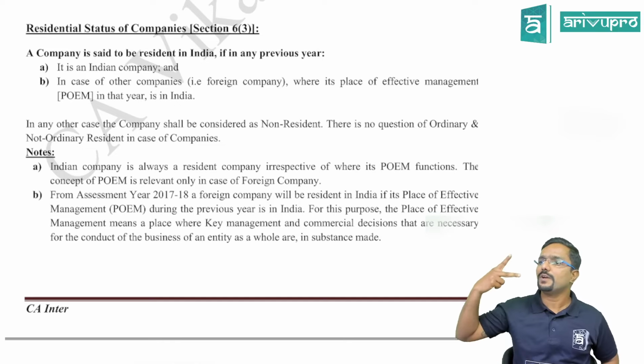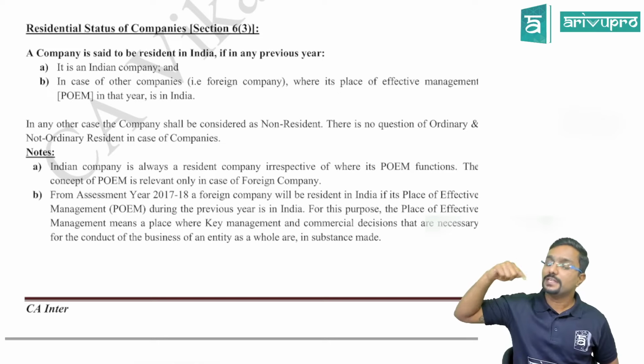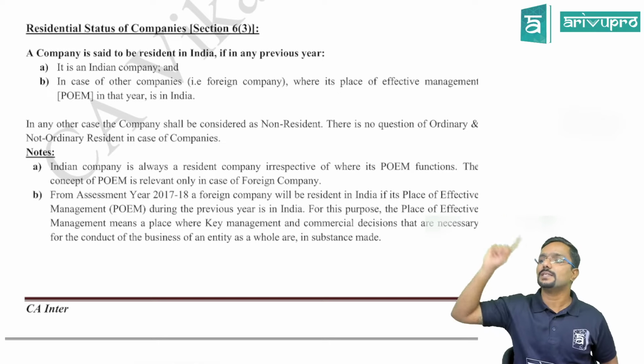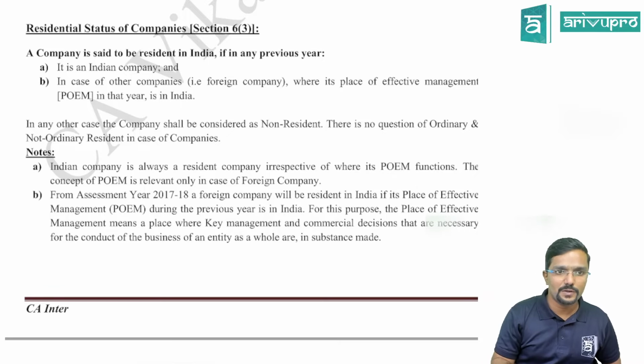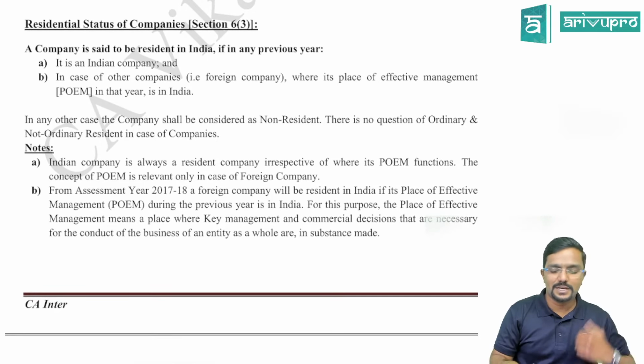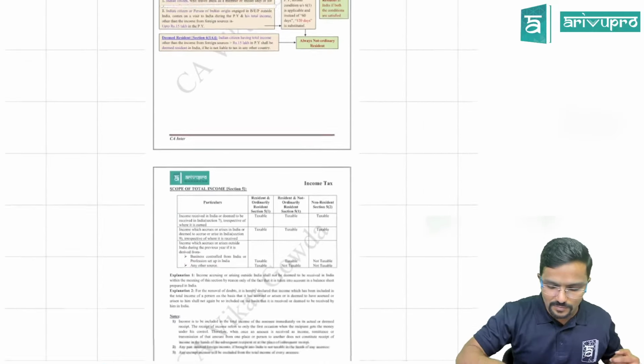So HUF also has two steps. First is the control and management step. Second, once it is passed, we will go and check whether Karta is satisfying both the conditions given under section 6(6). We will do the problems on the same. First let us do the problems on the same. Company we will do it later. Come to the problems.